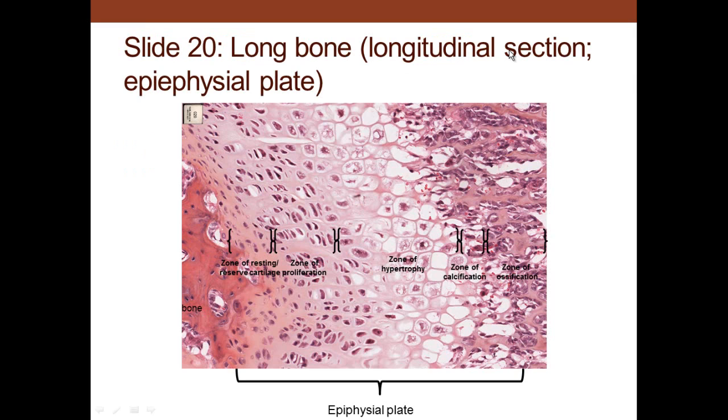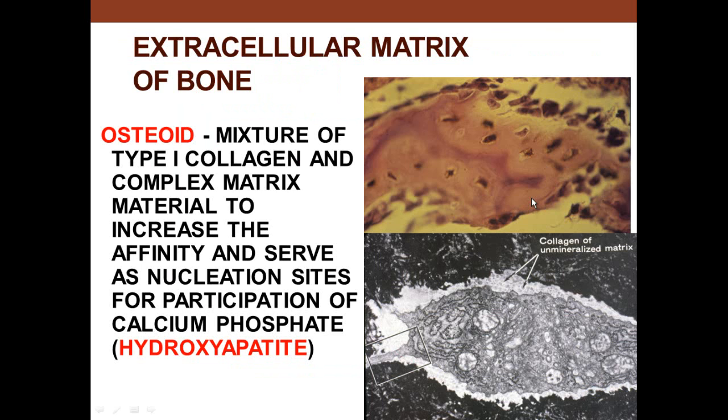And here we can see it in our specimen of long bone, slide 20. We see the reserve cartilage. This is bone here, so this is a reserve source of the cells. We see zonal proliferation, where they increase in number, and zonal hypertrophy, where they increase in size. And then we get calcification to occur, and then the zone of ossification, where cartilage is replaced by bone. Osteoblasts lay down new bone, and we see new bone being developed there.